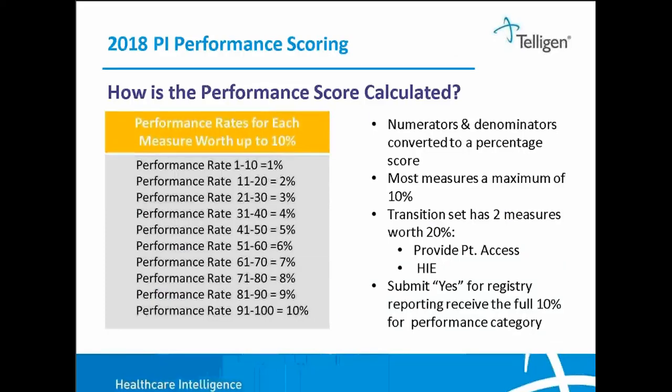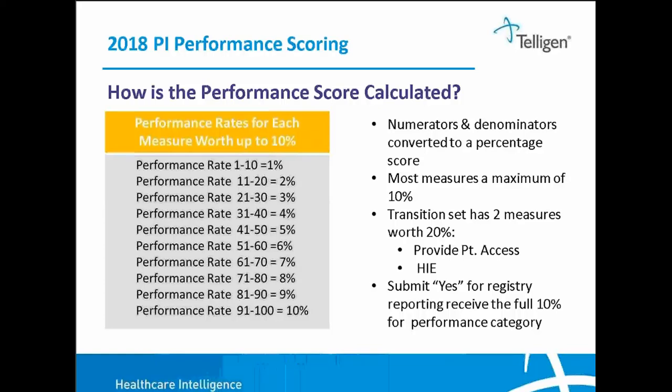Each measure is worth up to either 10 or 20 measure points. Most of them are up to 10 measure points, except in the transition set, there are 2 measures that are worth 20 points. And those are provide patient access and the HIE or summary of care. Now, the only performance score that is yes or no is the public health reporting measure. And if you submit yes, you'll receive a full 10 percentage points for that one.